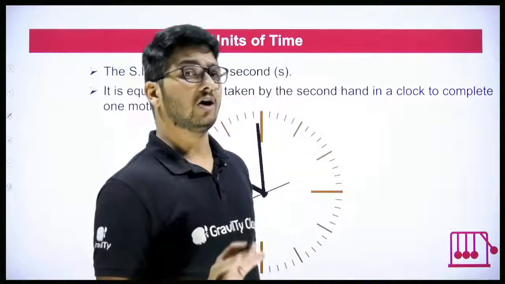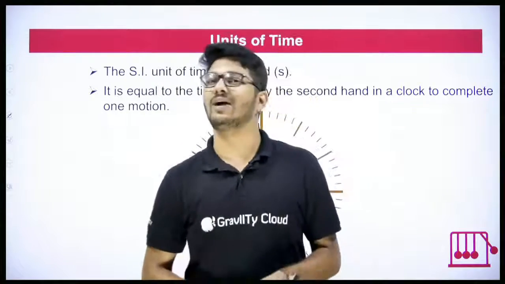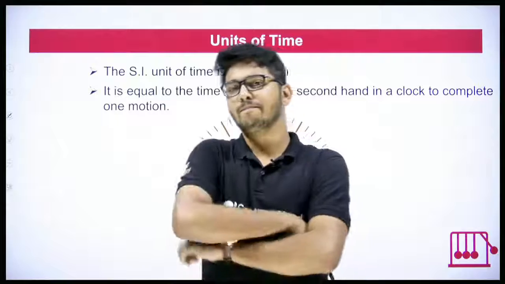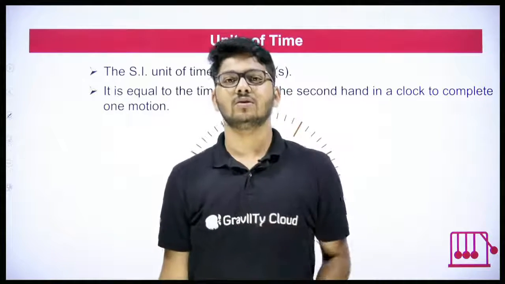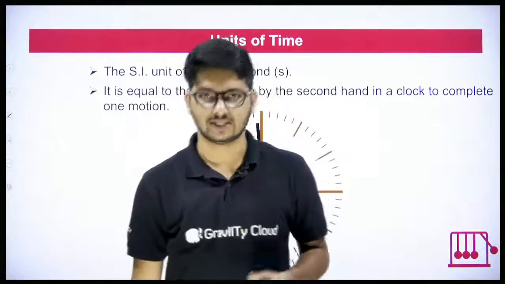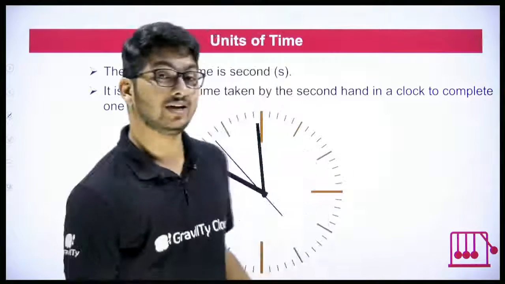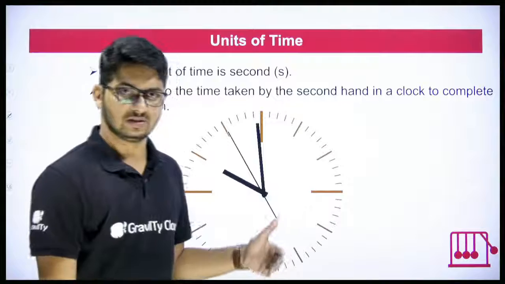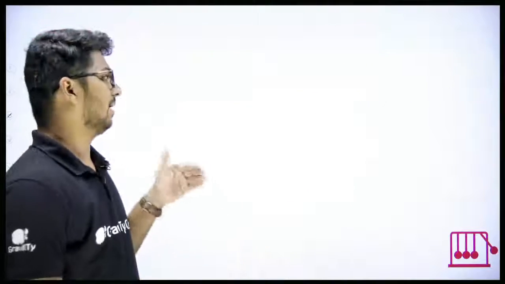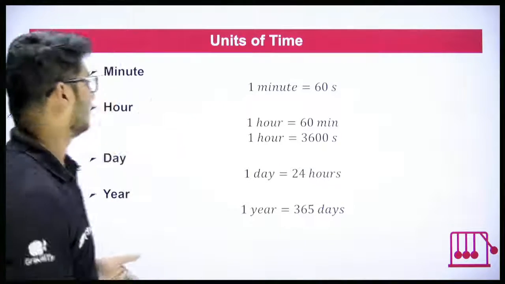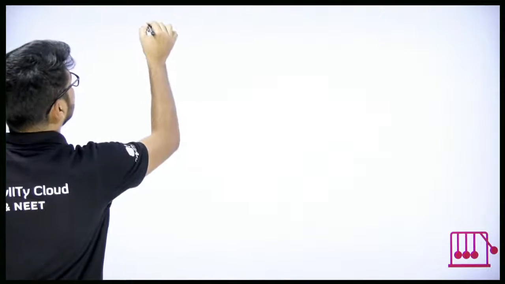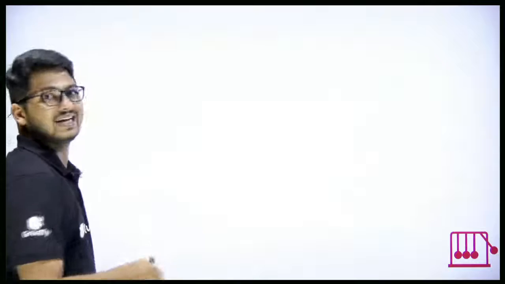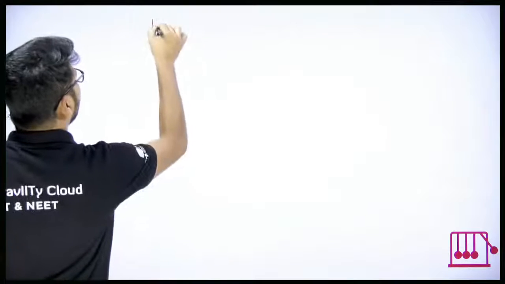Good. Now apart from second, do we have any other units of time? We have minutes, we have hours, we have days, we have years, we have many such things. So let's go into all of them one by one. Here you can clearly see them. We talked about second. Second is the SI unit. But again we have other units.